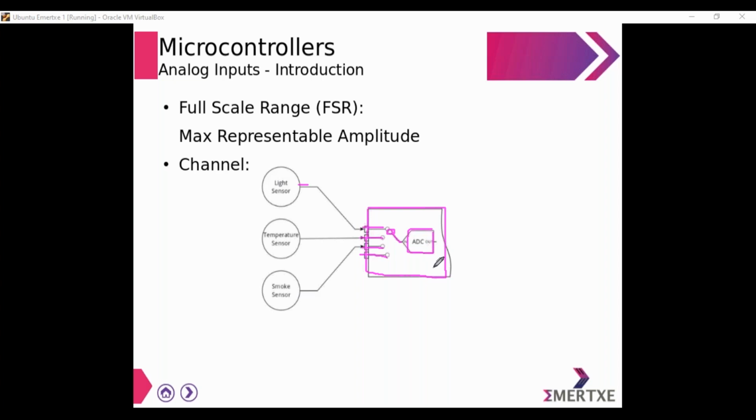Even though you have multiple channels, there can be only one channel active at a time because it cannot convert all of the analog outputs to corresponding digital outputs at once. That is not possible. So it takes one analog value at a time, converts it to a digital value, and stores that digital value inside the register.